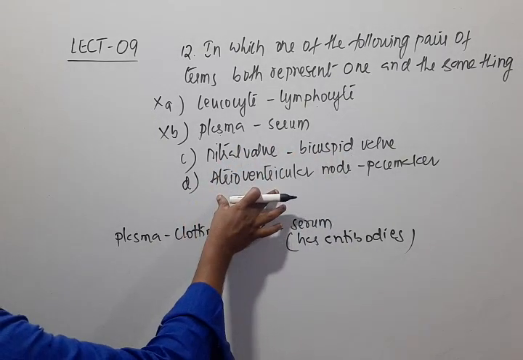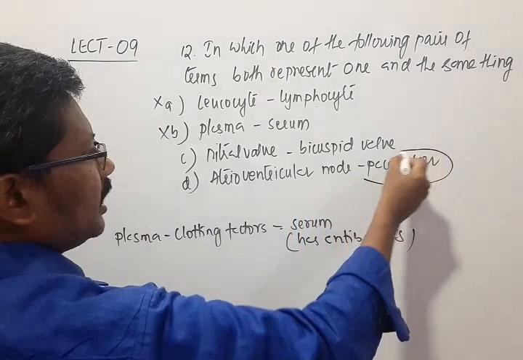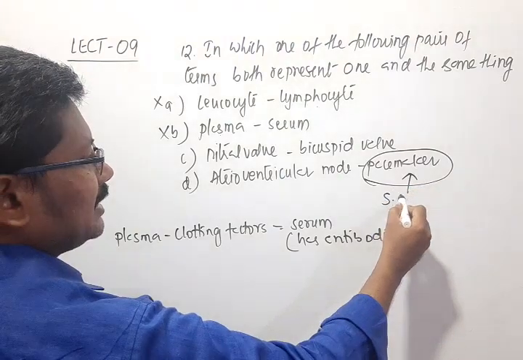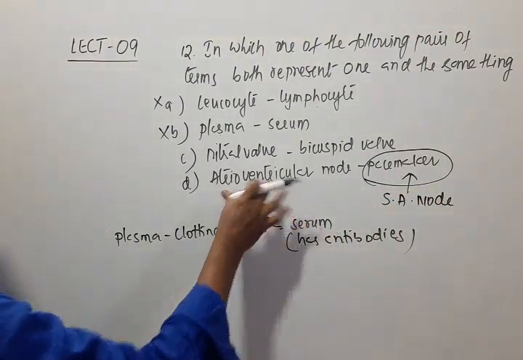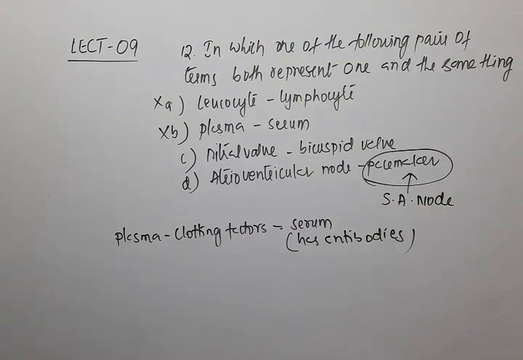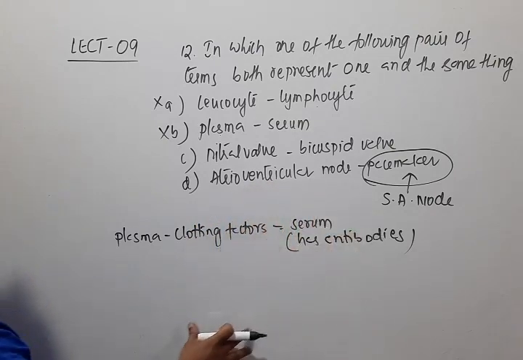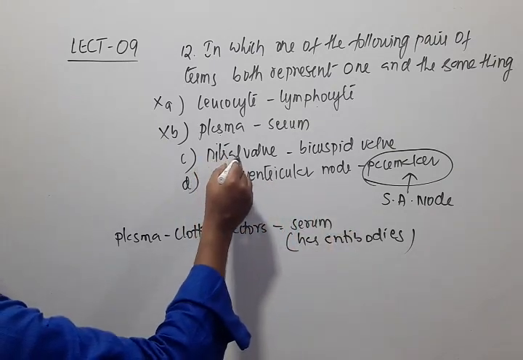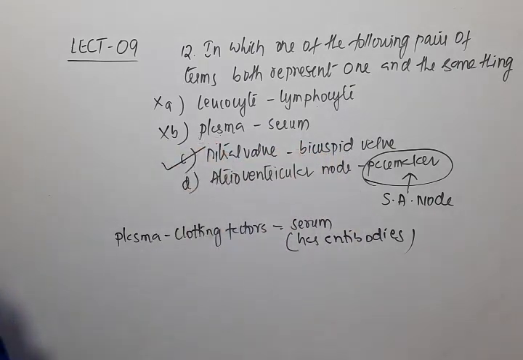We'll see here one more. The atrioventricular node is pacemaker? No, the pacemaker is SA node. And I told that AV node has another name, the node of Tawara. That is different. So atrioventricular node and pacemaker are not one and the same. Mitral valve and bicuspid valve are one and the same. So answer is C, right?